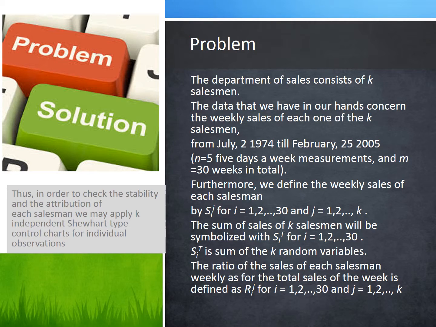The sum of the sales of the K salesmen will be symbolized with SiT for i equal to 1, 2 and so on to 30. SiT is the sum of the K random variables. The ratio of the weekly sales of each salesman to the total sales of the week is defined as Rij for i equal to 1, 2 and so on to 30 and j equal to 1, 2 and so on to K. Thus, in order to check the stability and the contribution of each salesman, we apply K independent Shewhart type control charts for individual observations.